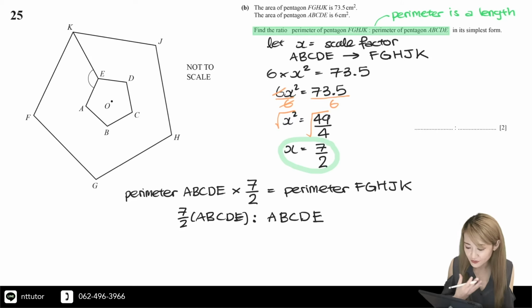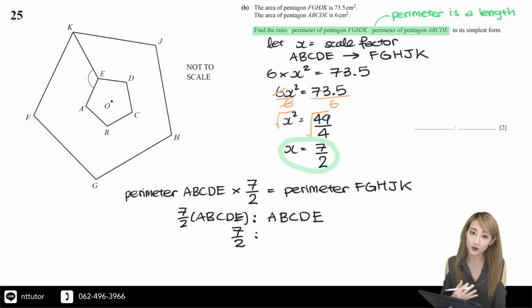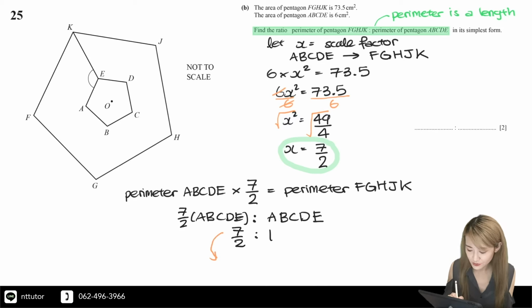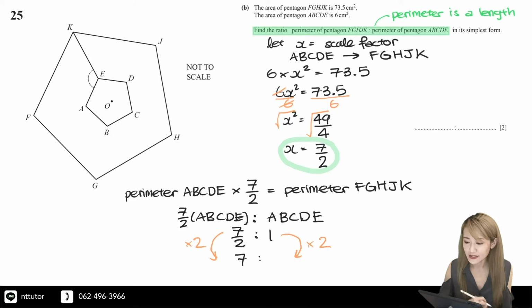And to simplify this ratio, we can divide both numbers by the same thing. So both sides of the ratio have the perimeter ABCDE, so we can take ABCDE out of the ratio. So it will give the ratio 7 over 2 to 1. When we want the ratio in its simplest form, we want it as whole numbers. So to convert 7 over 2 into a whole number, you can multiply it by 2. And when you multiply that by 2, you need to multiply the other number by 2 as well. So that gives the ratio 7 to 2, and that is the ratio of the perimeters of the pentagons.